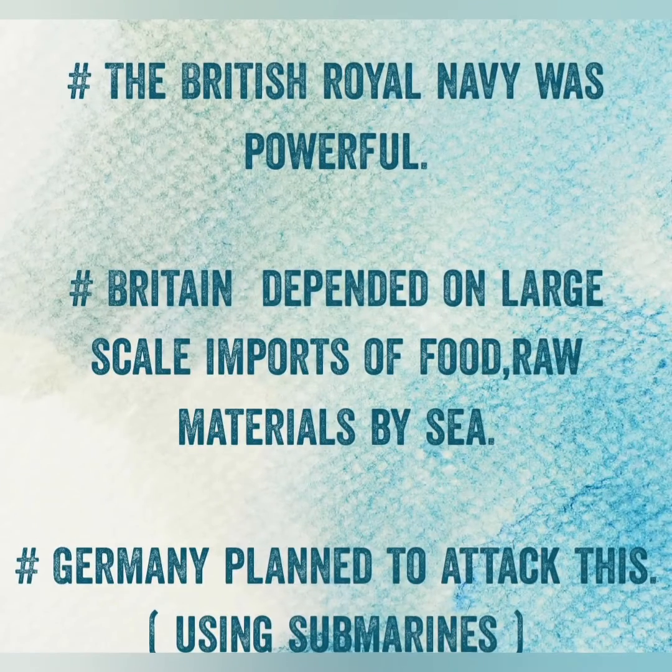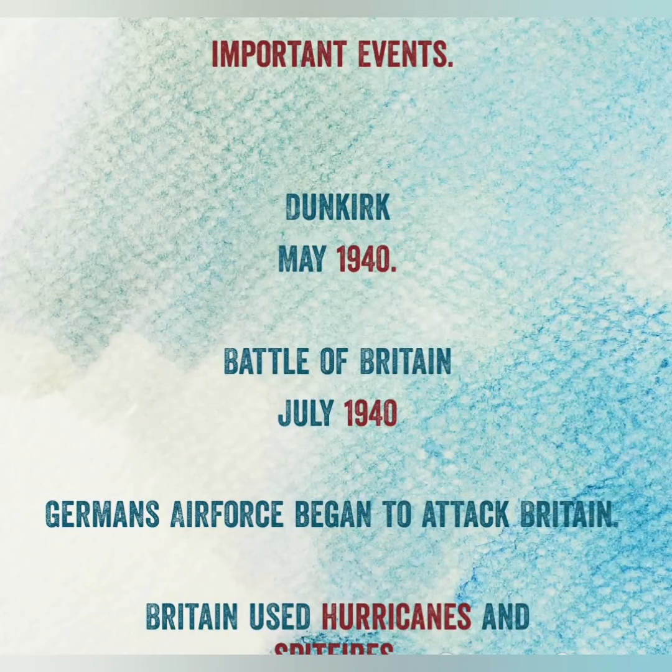The British Navy was so powerful. Britain depended on large-scale imports of food, raw materials and industrial goods by sea. Germany planned to attack this, so it developed a fleet of submarines. In the Atlantic Ocean areas, a large number of civilian ships of Britain were attacked by Germany.